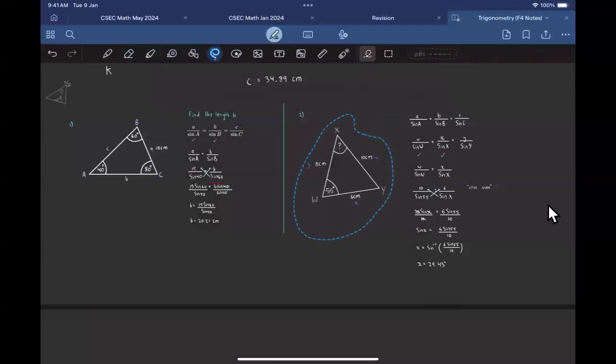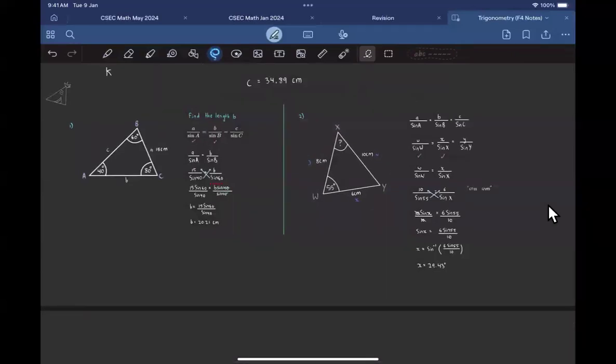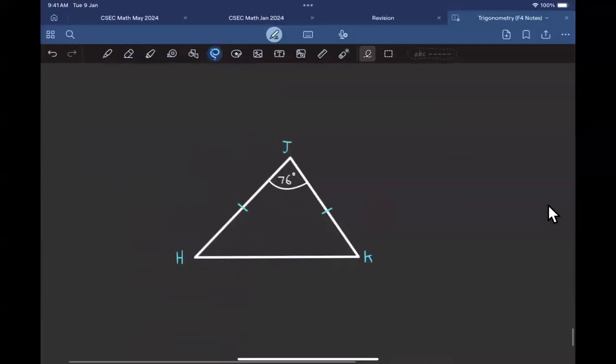Gotta watch out. Right. So copy down example 2, and then I will give you all a question to do before we move on to cosine rule. I already copied it. Me too. Oh, you already copied it down. Okay, time to come up with a question.